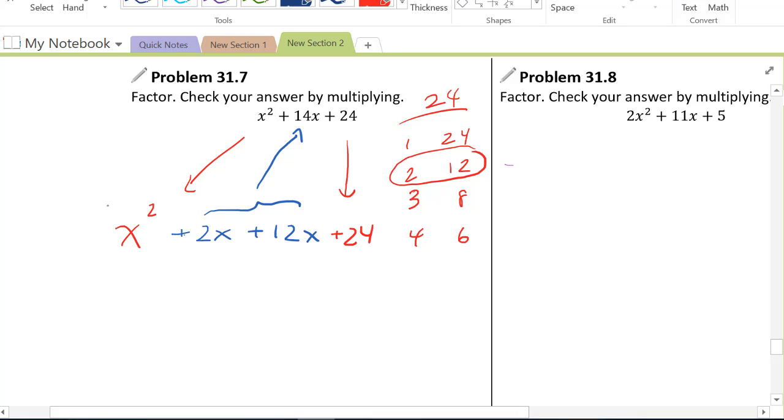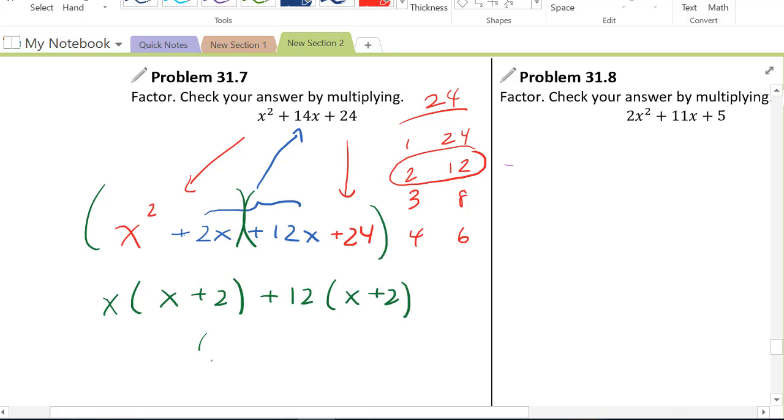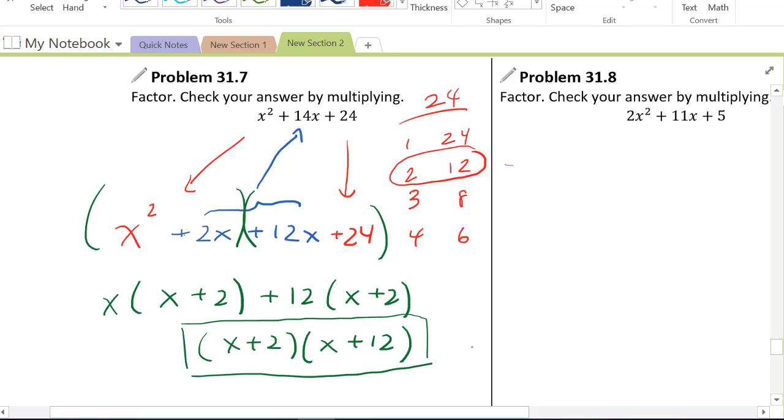And then what I do now, I'm going to group factor here again, right? What can I factor from the first two? I can factor out an x. What's left over? X plus 2. What can I factor out from the last two? I can factor out plus 12. What's left over? X plus 2. What's in common? X plus 2. What's left over? X plus 12. Okay, and that's it.